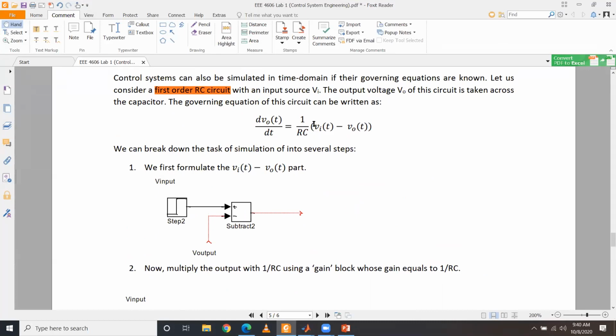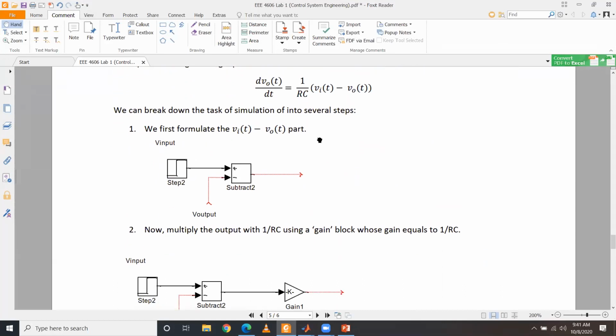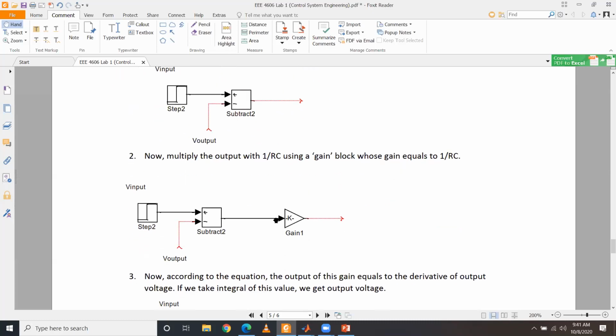So first we have VI minus V naught, right? Our VI will be a step input as usual. So this will be VI and this is a subtractor block, and V naught, we don't have any V naught yet, so let's keep the minus part blank for now. Then VI minus V naught will be multiplied with 1/RC, which is basically a constant value, isn't it? So you add a gain block. This signal VI minus V naught will go through a gain block whose value will be equal to 1/RC.